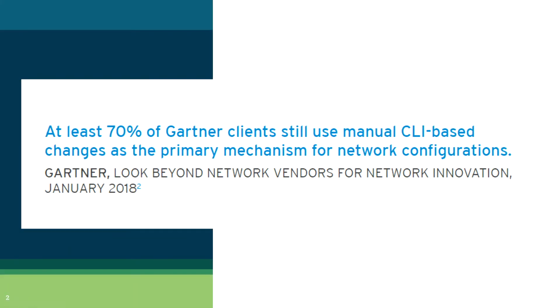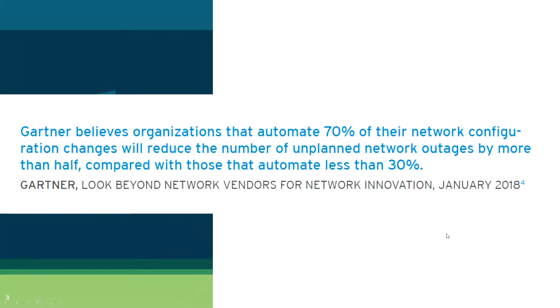Now, in a recent Gartner report, 70% of Gartner's clients said they still use manual CLI-based changes as the primary mechanism for network configurations. 70% of clients. In the same report, they also believe that organizations that automate 70% of their network configurations will reduce the number of unplanned network outages by more than half, compared to those that automate less than 30%.